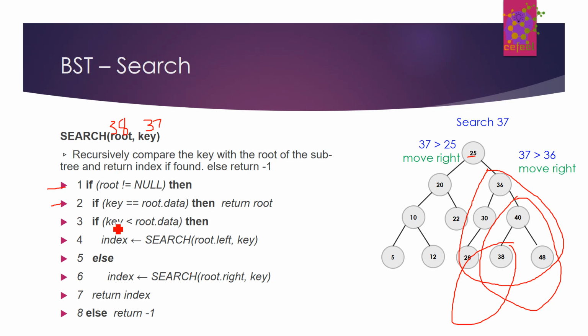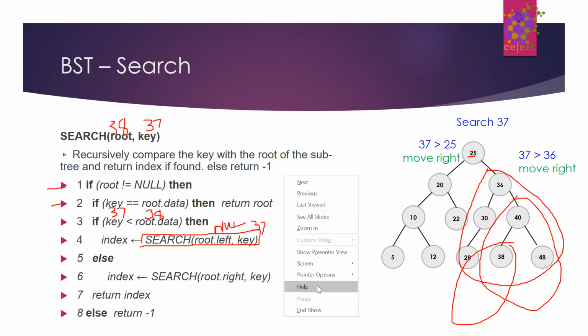And in this case again 38 and 37, so this will fail, this will fail, but here 37 is less than 38, so it will go ahead and call the left subtree again. But what will happen here is root.left, which means 38's left child. 38's left child is nothing but null, there is nothing here. So null will be passed and this 37 will be passed. So this will make another recursive call.